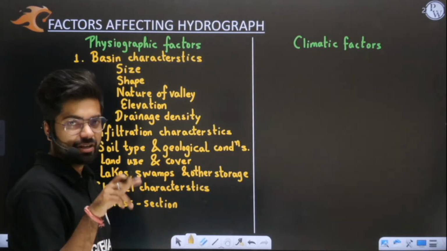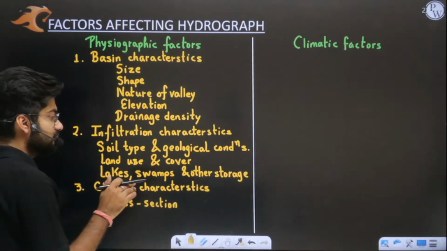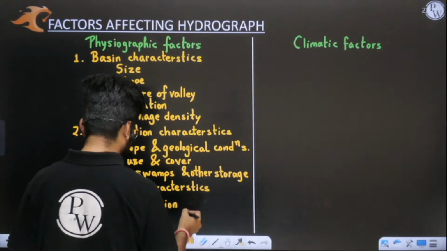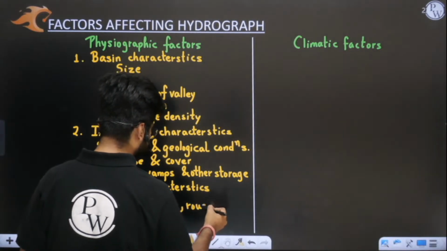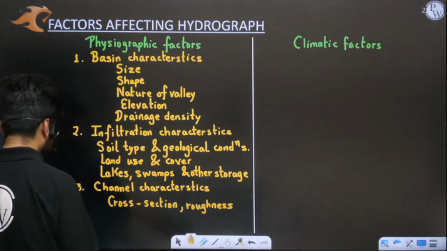If we have a perfectly circular kind of cross section, then obviously runoff will be faster. In that case, discharge will be more. So cross section, roughness of the channel: the more the roughness, the lesser is the discharge.